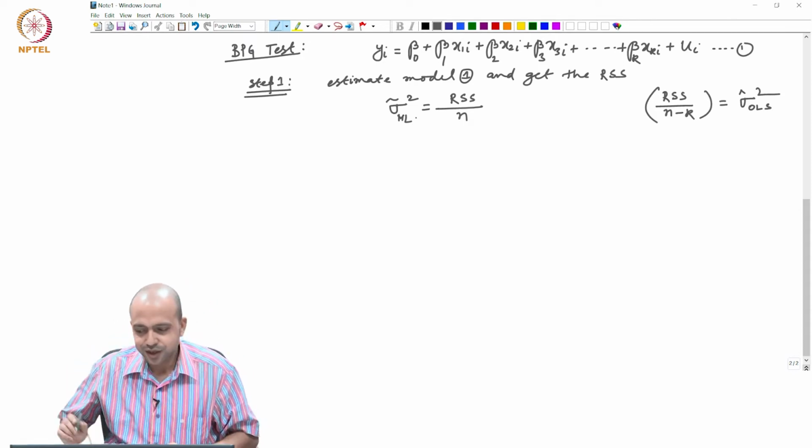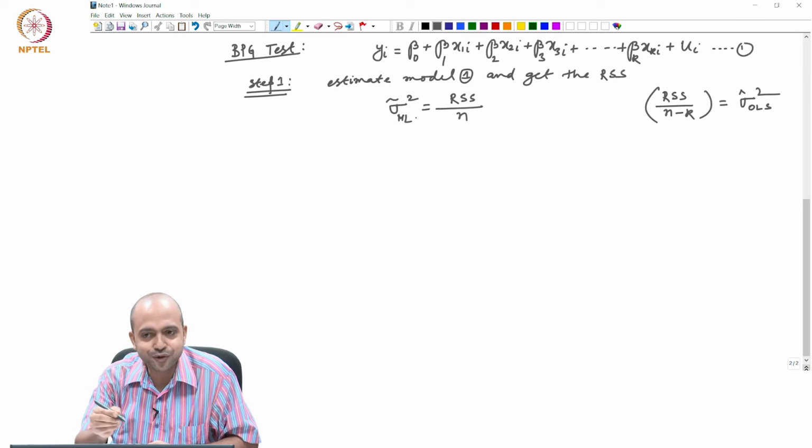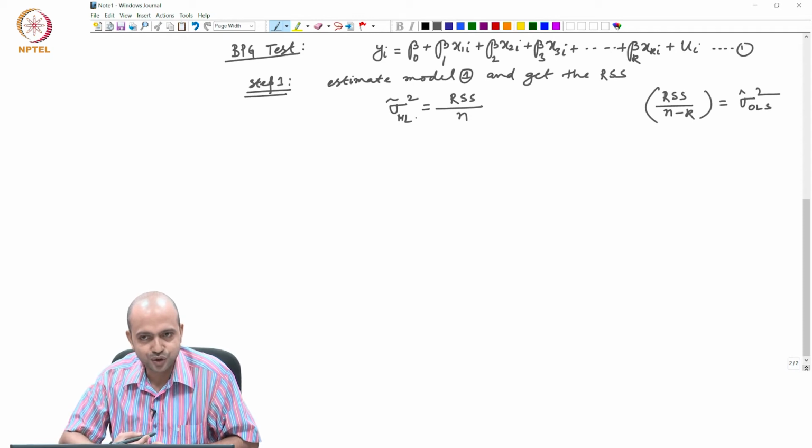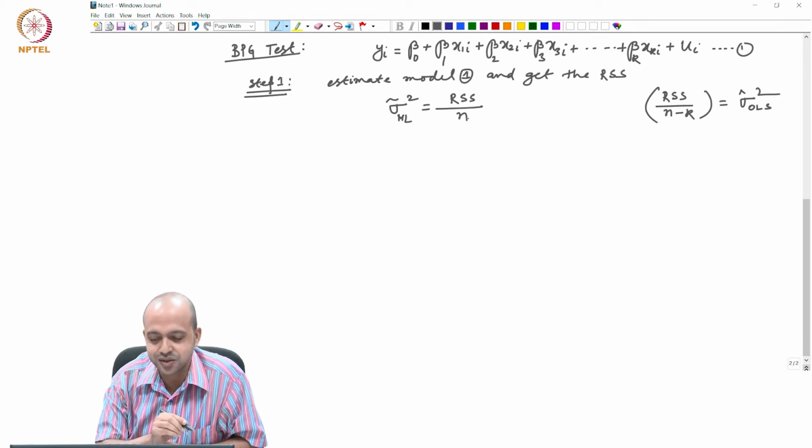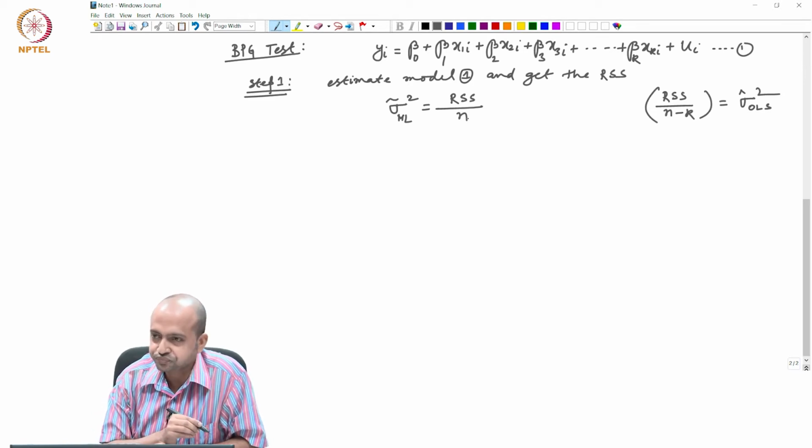Since in presence of heteroskedasticity, sigma square I is biased and does not reflect the true sigma square, we are trying to get sigma tilde square from the maximum likelihood method. And how are we defining it? This is basically RSS by n.